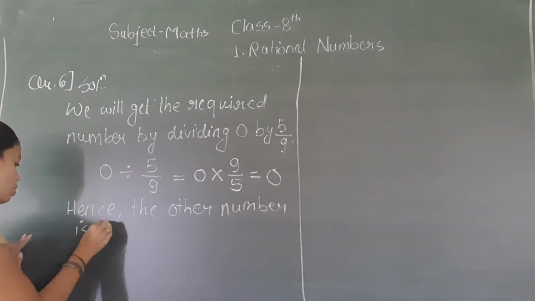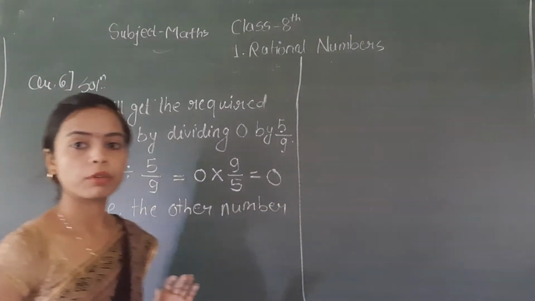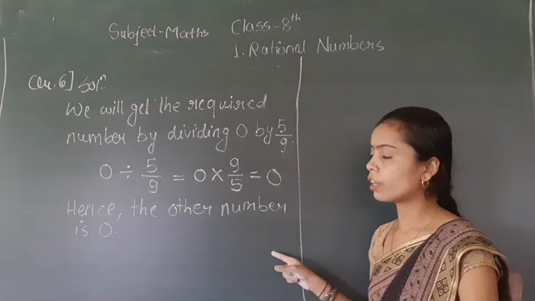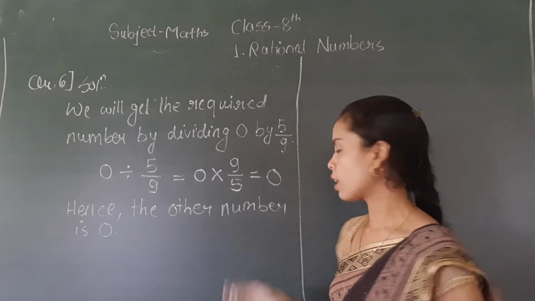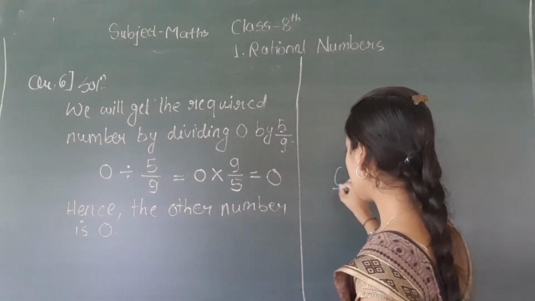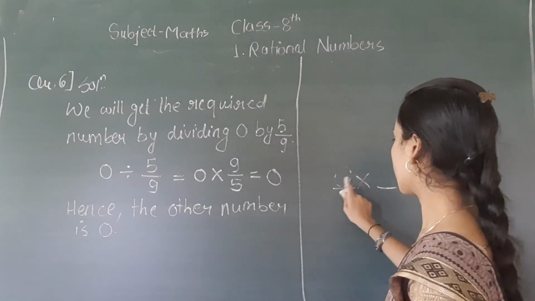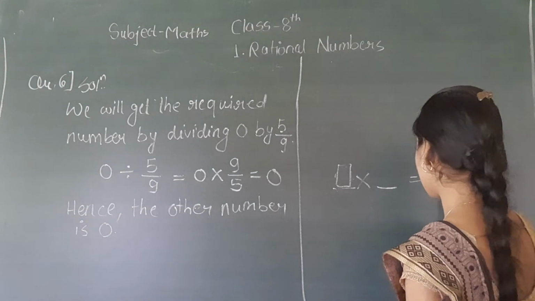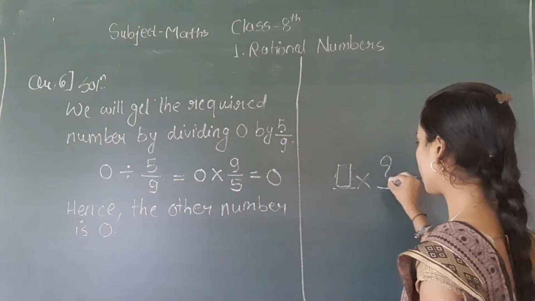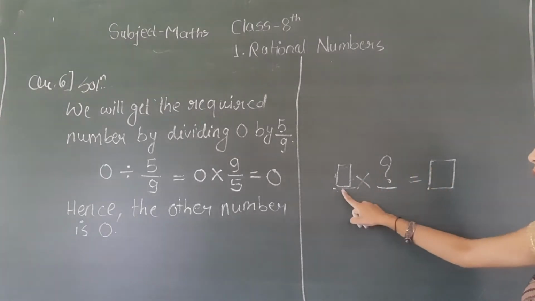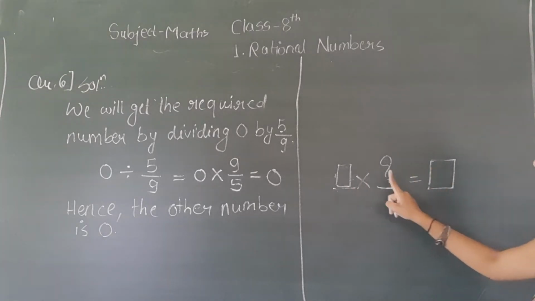Hence the other number is 0. Okay, so in this way we can find out if there are given that there is a multiplication of two numbers. आपको एक नंबर यहाँ का भी दिया हुआ है, अगर आपको गिवन है कि वन नंबर कुछ तो दिया है and the product of this is something and you have to find out this, just divide your answer with this given number, you will get your required number.